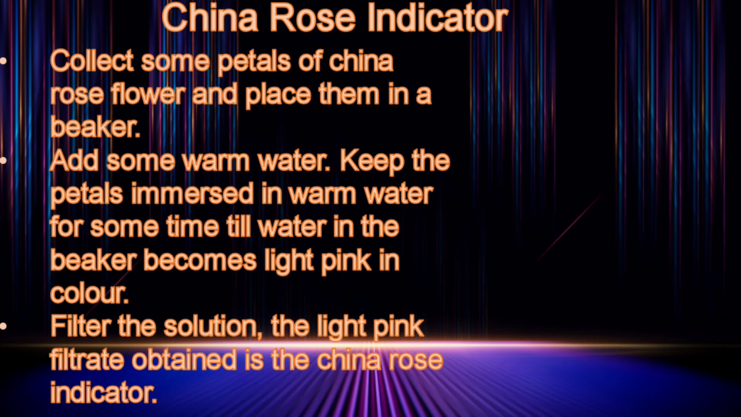Now our next indicator is China rose indicator. You have to collect some petals of China rose flower and place them into a beaker. Now you have to add some warm water. Keep the petals immersed in water for some time, till the water in the beaker becomes light pink in color. Then you have to filter the solution with the help of a strainer. The light pink filtrate obtained is the China rose indicator.